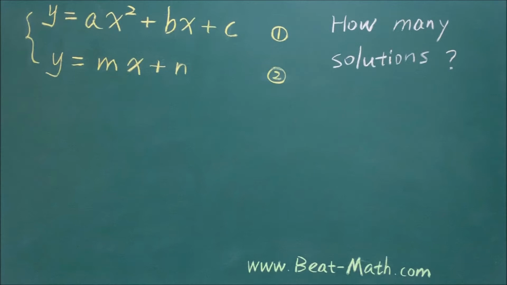We don't know the value of a, b, c, m, and n, so we can't get the value of x and y, but we don't need to. This question is just about how many solutions. In this case, we can solve it by graphing.